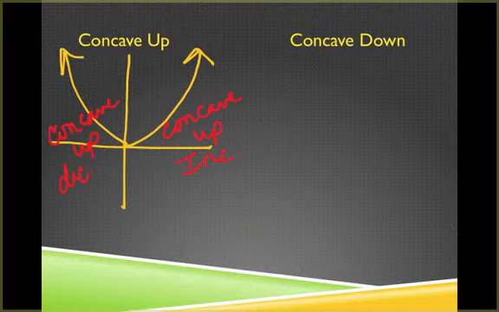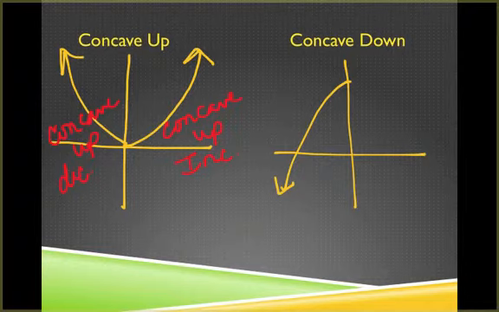Now let's look at concave down. Concave down, we might have a graph that looks something like that, where the graph is opening or bending downward. In that case, we would say that that part of the graph is concave down, but it's increasing because from left to right, the graph is going up.